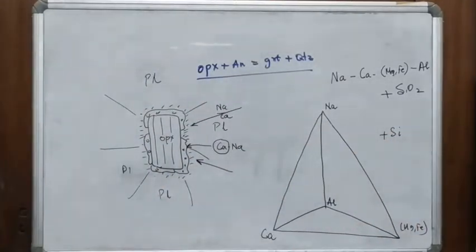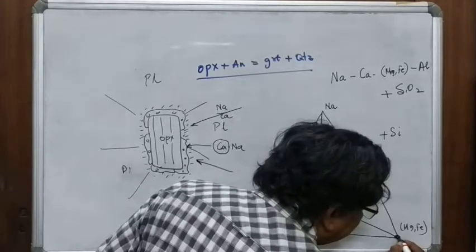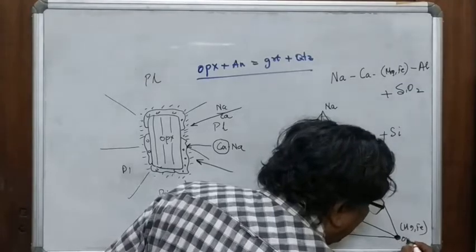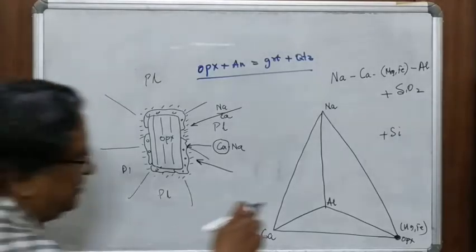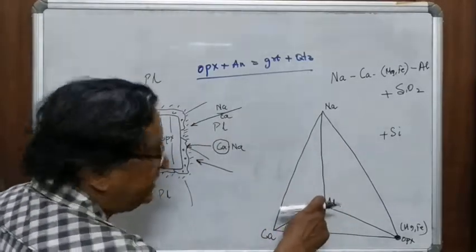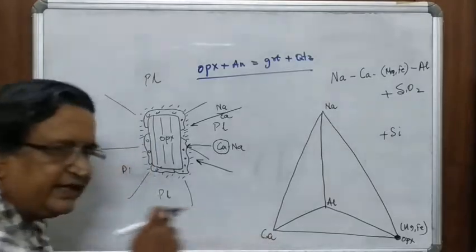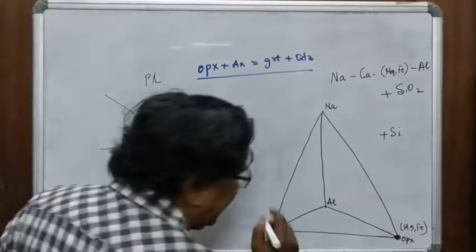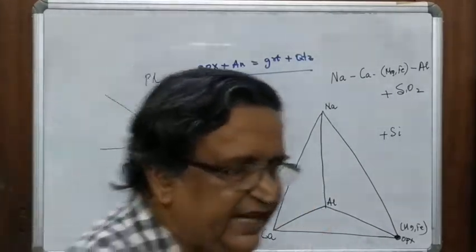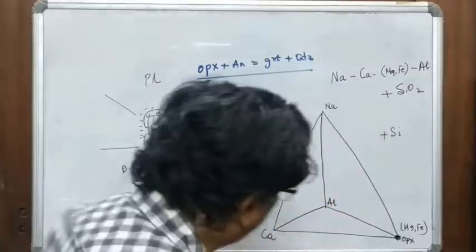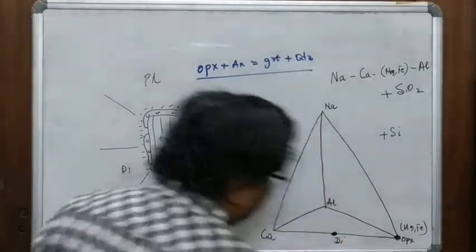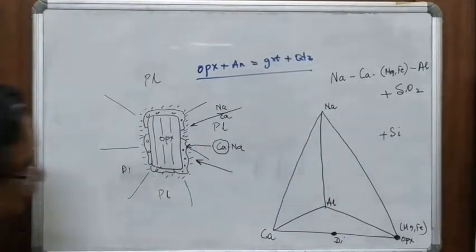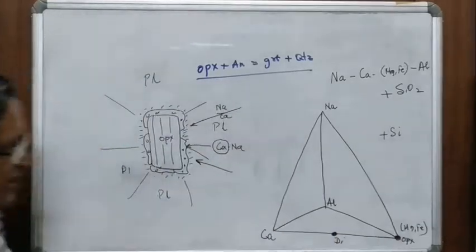Plus Si. So orthopyroxene should plot here. This should be the position for plotting of orthopyroxene, right? Because it does not contain aluminium, it does not contain sodium, and it does not contain calcium. And diopside will only contain CaMgFe. So diopside occurs here. So this is orthopyroxene, this is diopside.